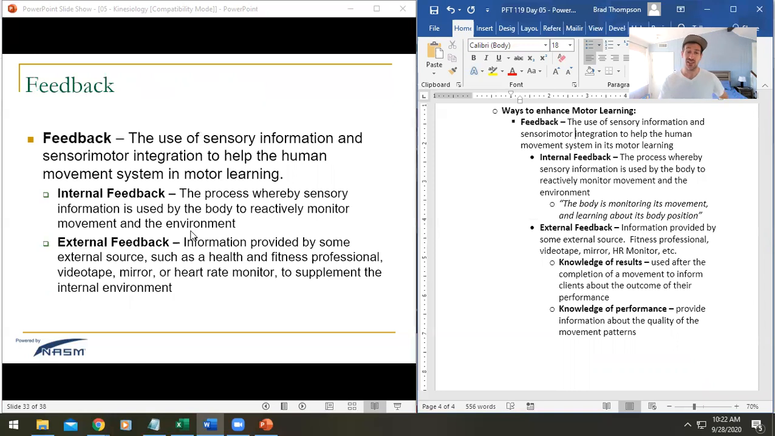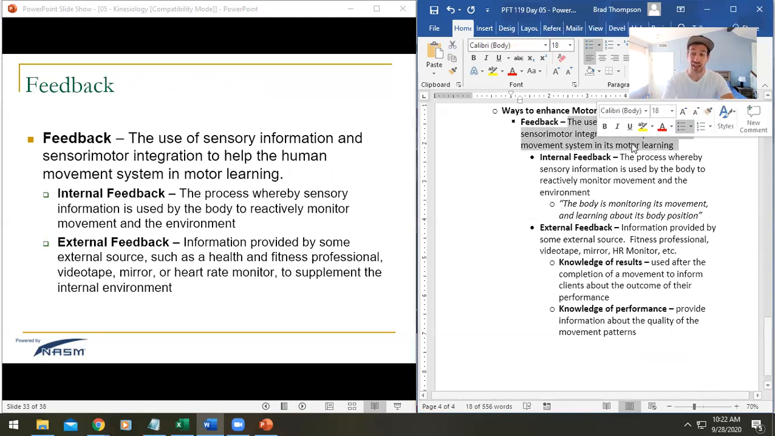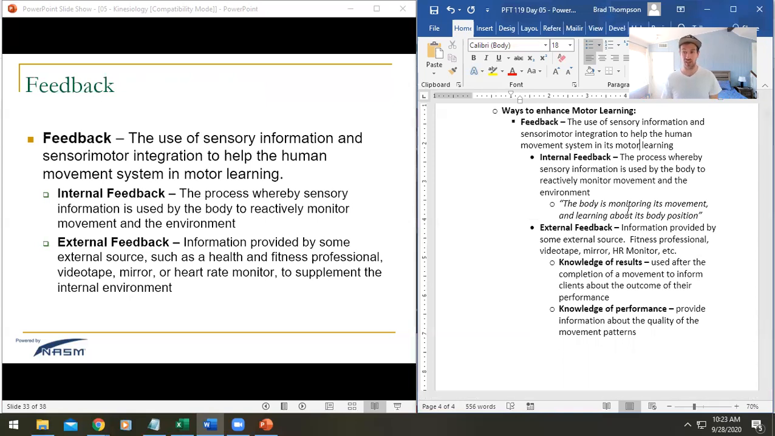We tell our clients, because a lot of times they're going to feel things the wrong way. They're going to say, that felt good, and then it turns out they're tilting. It felt good because your body has moved the wrong way for so long. So we need to use feedback, and there's two types of feedback here. Feedback is the use of sensory information and sensory motor integration to help in motor learning, right? So we're going to use feedback to help our clients learn whether or not they move the way they're supposed to, but they're also going to need to feel that feedback themselves.